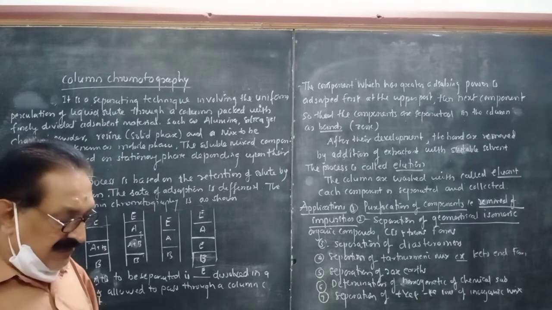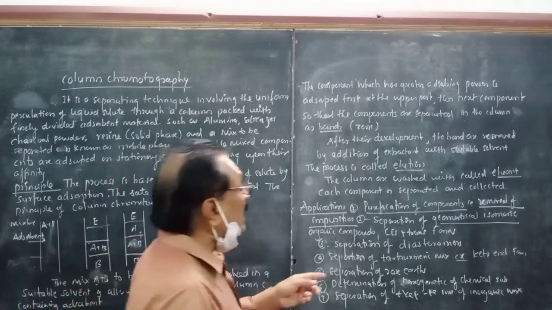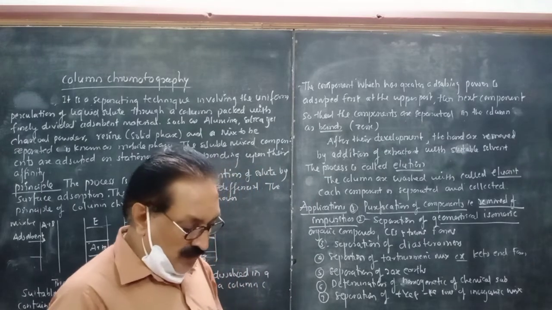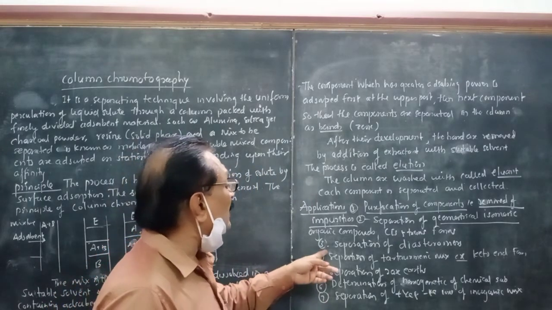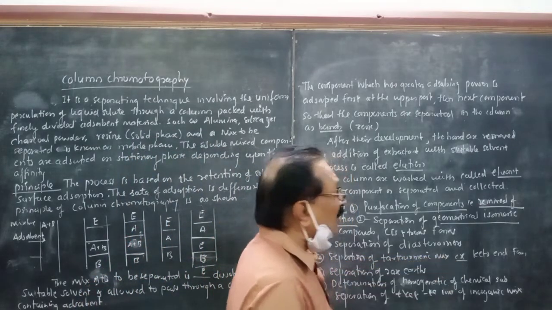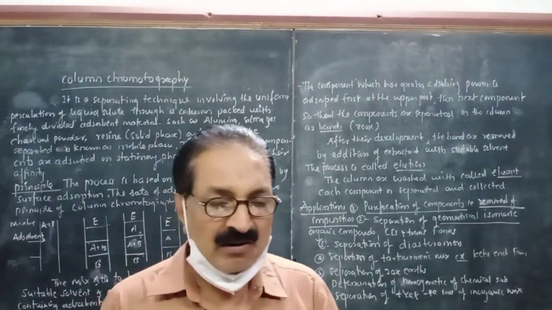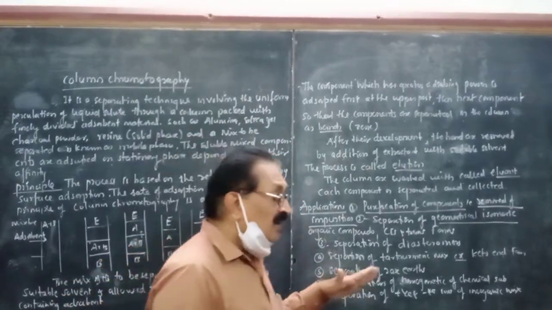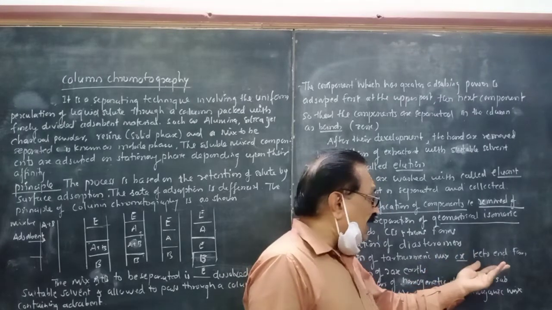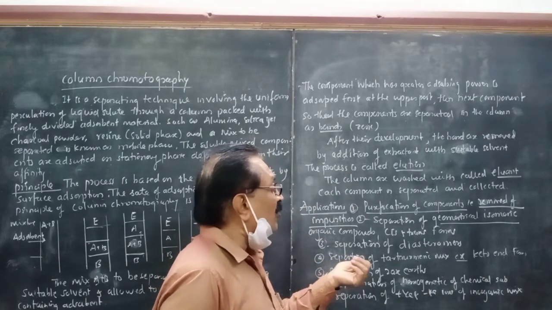Then the third application is the separation of diastereomers. You know what diastereomers are? Here the diastereomers are separated from one another by this technique. Next one is separation of tautomeric mixtures of keto-enol forms. You know what is meant by keto? The ketonic group is there. The enol form is the alcoholic group. Such components are present in the mixture, and racemic mixtures like that, and they are separated from one another. That is the separation of tautomeric mixtures.